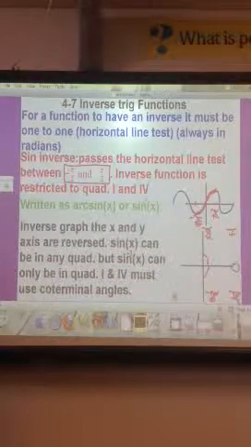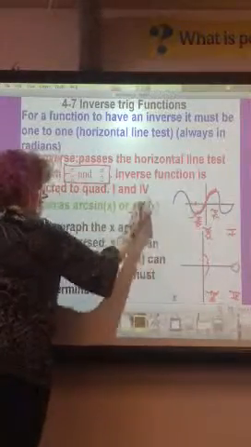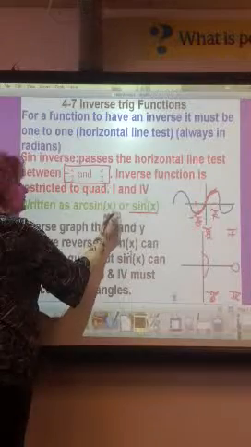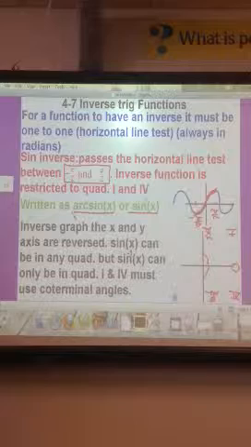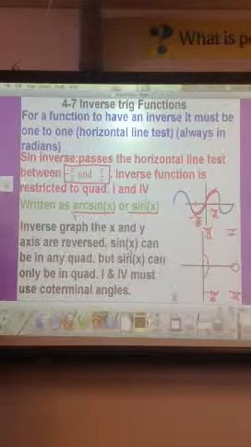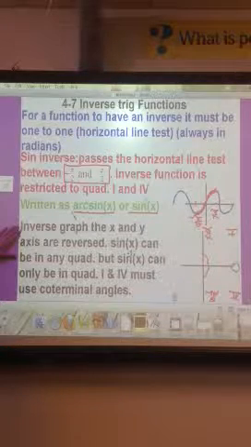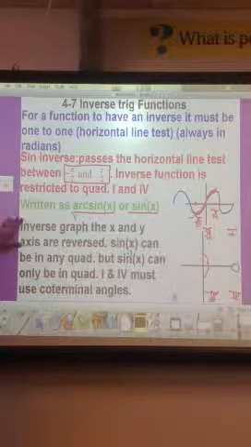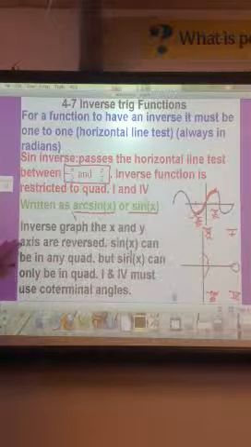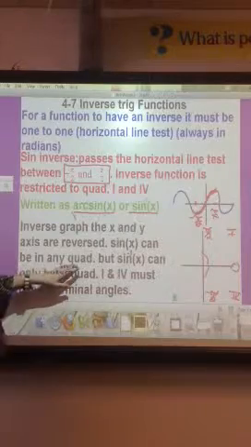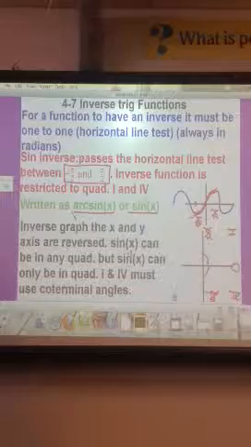Okay? So to write a sine inverse, you've done it in the past, sine inverse, we usually use a -1. You could also use the words arcsine. You need to realize that means one and the same. Now when graphing then, when graphing inverses, just like before, we said the x and the y values swap out. So what happens is the x-axis and the y-axis reverse themselves. So sine of x can be in any quadrant, but sine inverse can only be in quadrants 1 and 4.